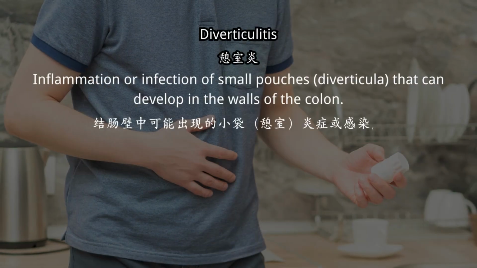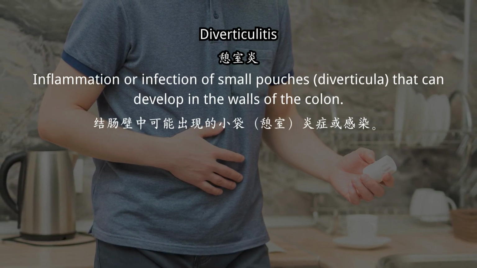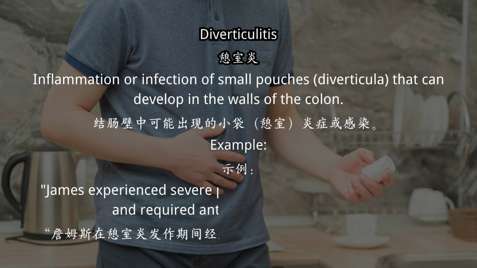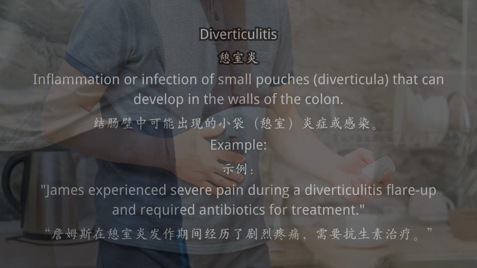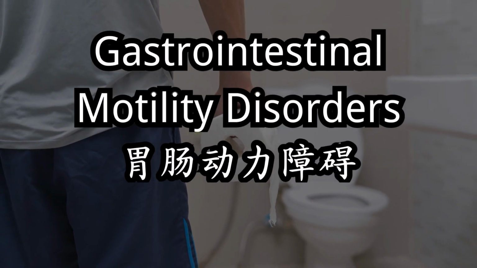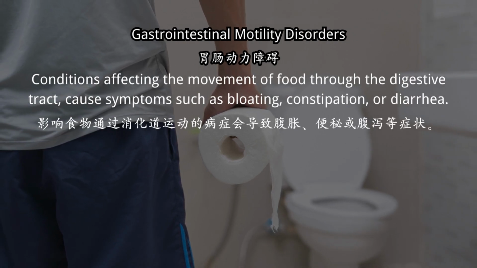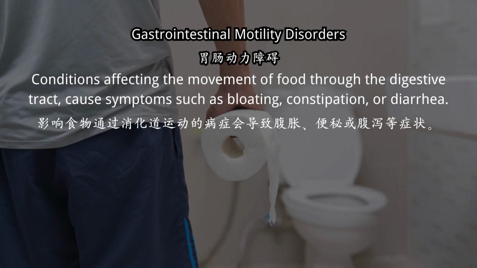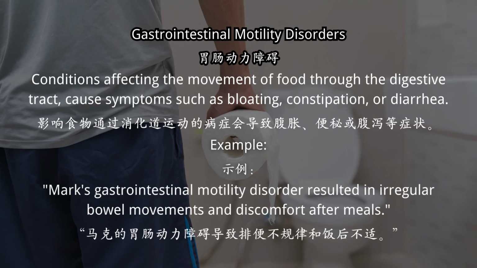Diverticulitis, inflammation or infection of small pouches, diverticula, that can develop in the walls of the colon. Example, James experienced severe pain during a diverticulitis flare-up and required antibiotics for treatment. Gastrointestinal motility disorders, conditions affecting the movement of food through the digestive tract, cause symptoms such as bloating, constipation, or diarrhea. Example, Mark's gastrointestinal motility disorder resulted in irregular bowel movements and discomfort after meals.